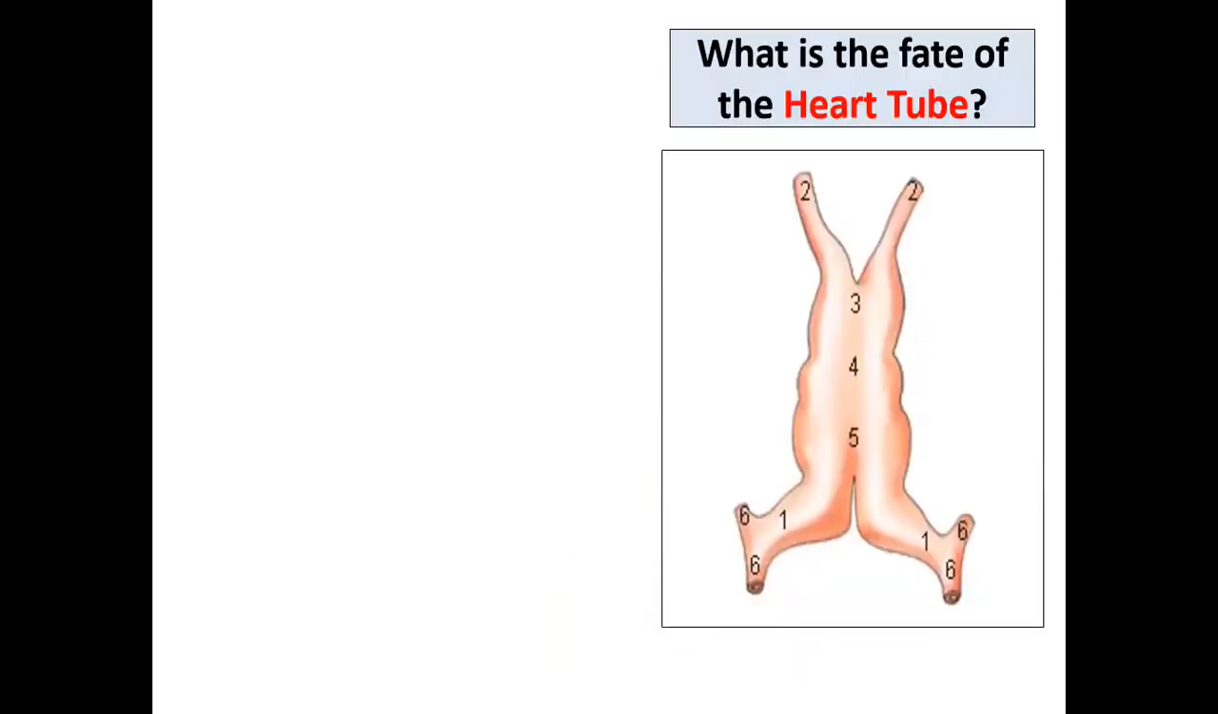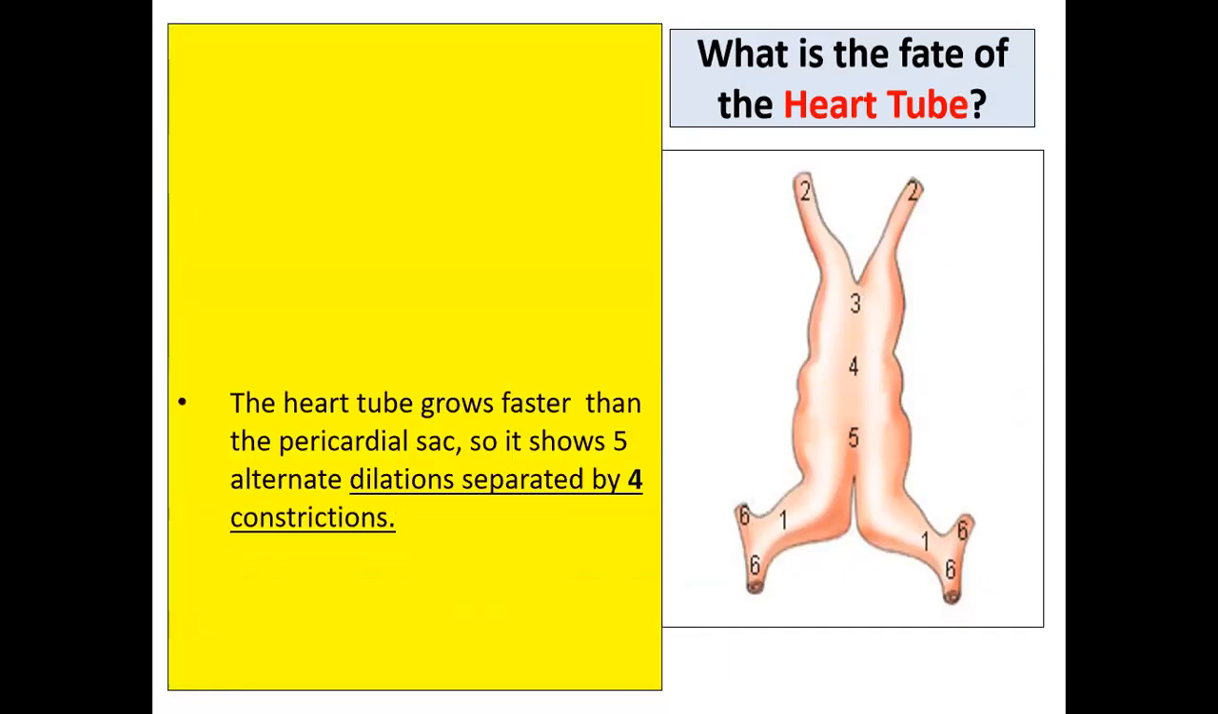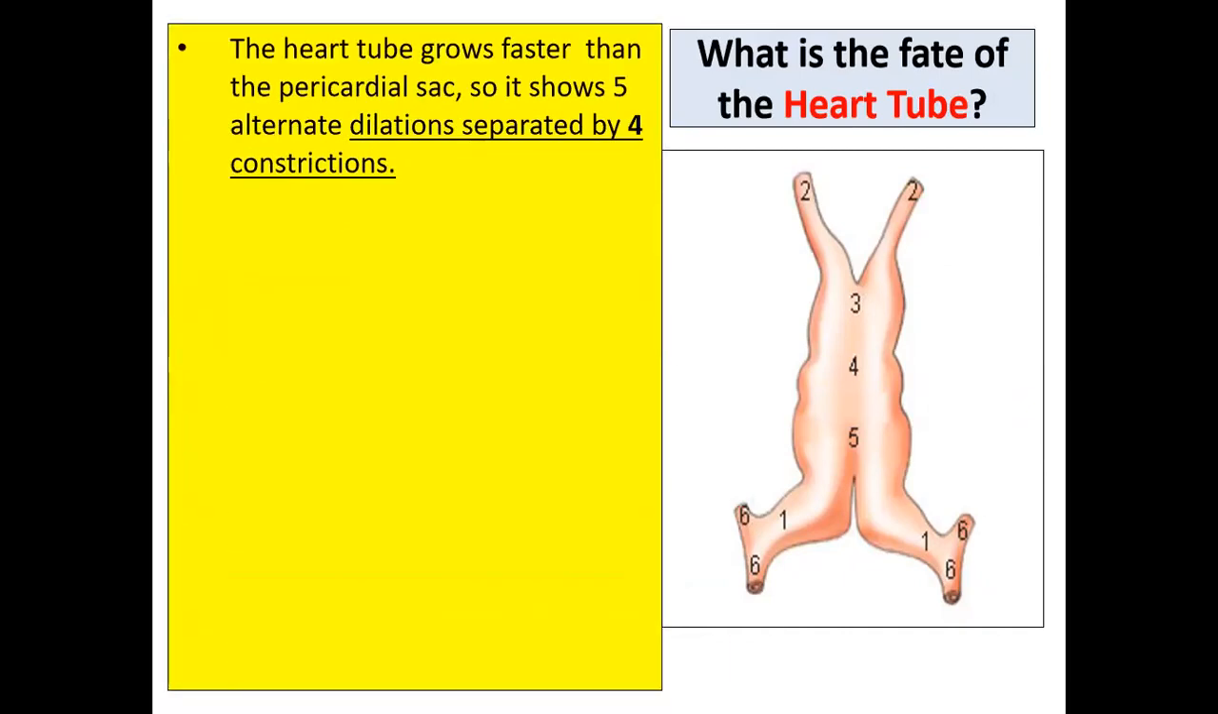You can see the heart tube. So now let us see what is going to happen to this heart tube. You can see the markings. Number 1 is what folds, 2 folds, 3, 4, 5, and then 6. So you can see the heart tube grows faster than the pericardial sac, so it shows alternate dilatations separated by 4 constrictions. So it grows very fast.